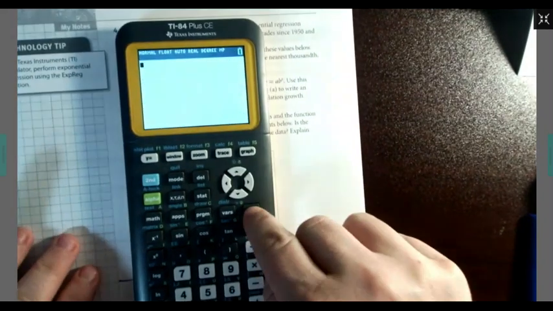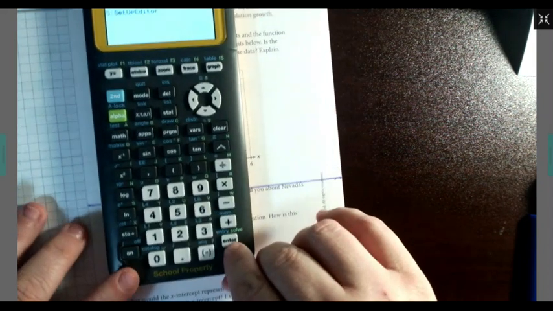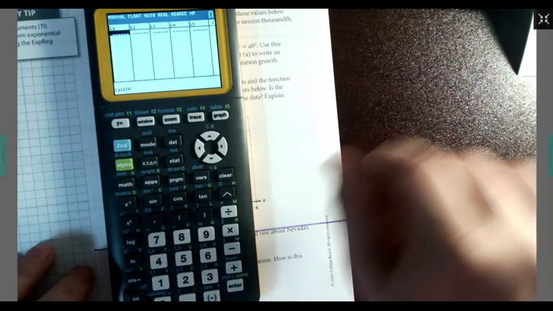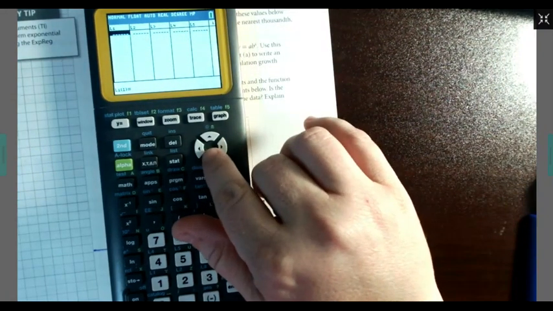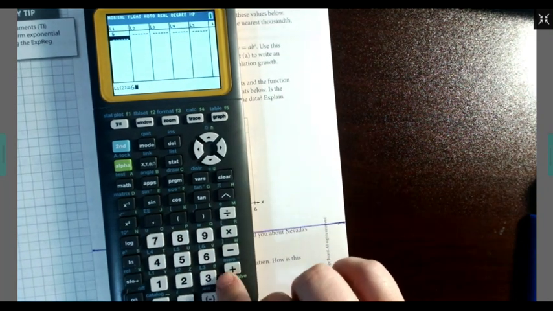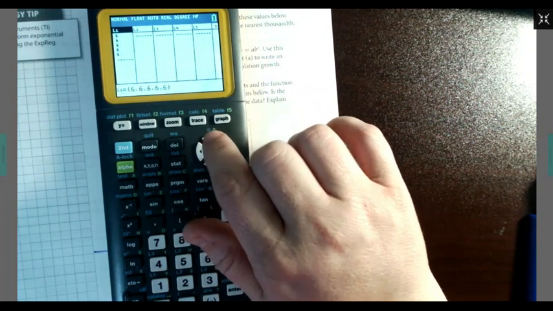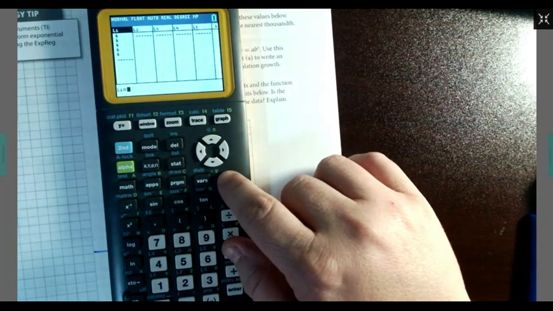The first thing we're going to do is go to Stat, Edit. So Stat, option 1, which is Edit. You're going to see a place to input some data. If it had numbers in it already, I would want you to go up to the top, press clear and enter, and it will clear out the entire list. And we're going to type in some data here.